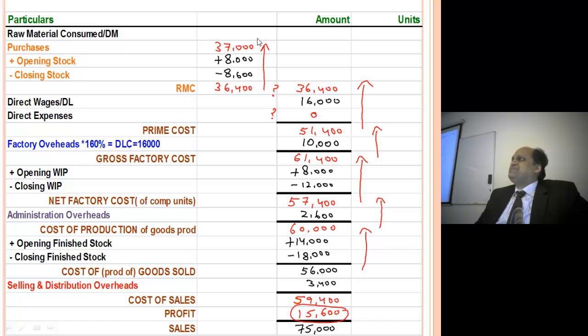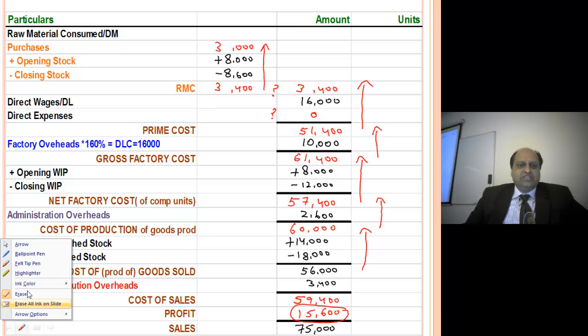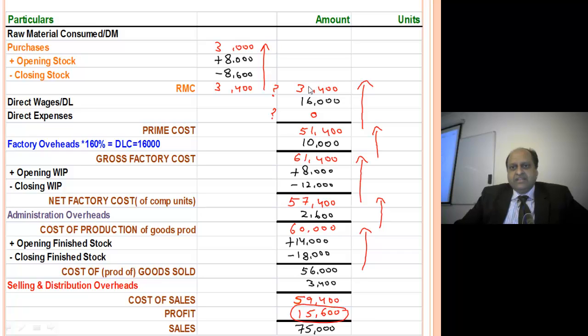Is it clear or not? Any doubt? Direct expenses is comparatively a lesser figure. We can always assume it to be 0. Which one? It is 35,400. There was a small class test and this guy has passed in the test. Good. So this figure is 35,400. So this is 35,400 and this becomes 36.